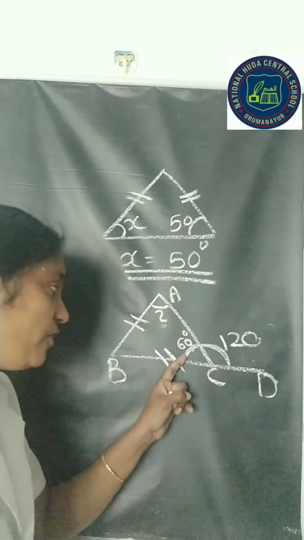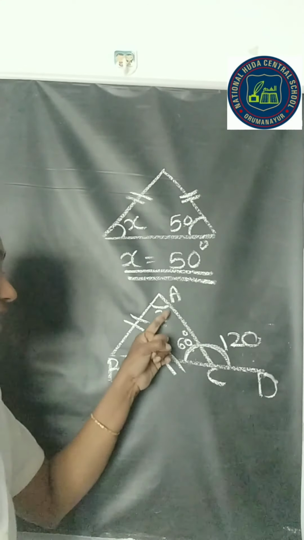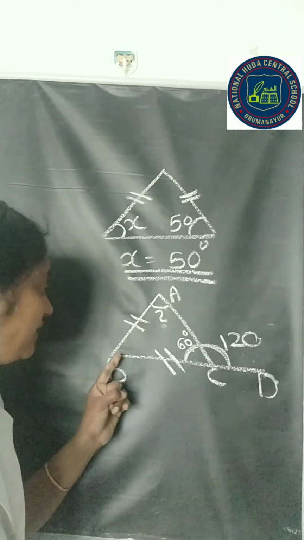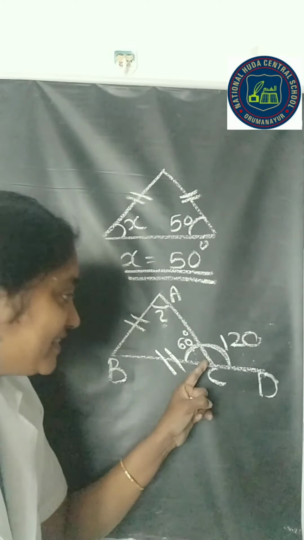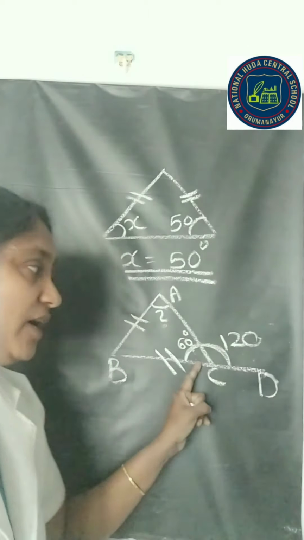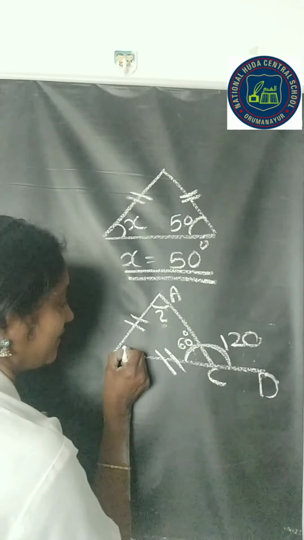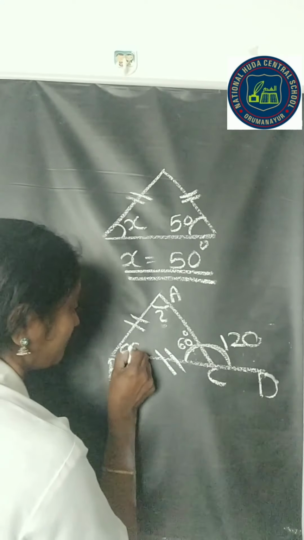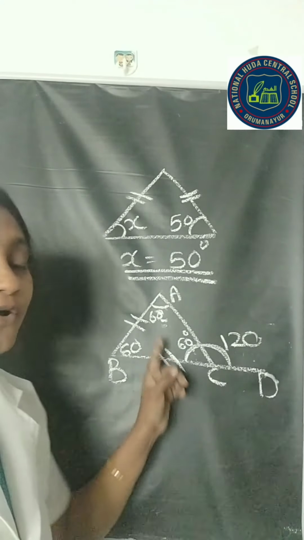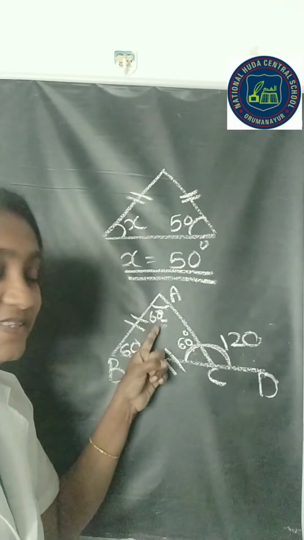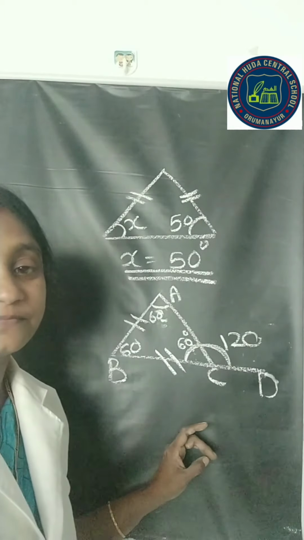Now, we know that the angle opposite to this side, that is angle A, and the angle opposite to this side, angle C, will be equal. So, angle C is 60 degrees, and it will be equal to angle A. Therefore, the measure of angle A is equal to 60 degrees.